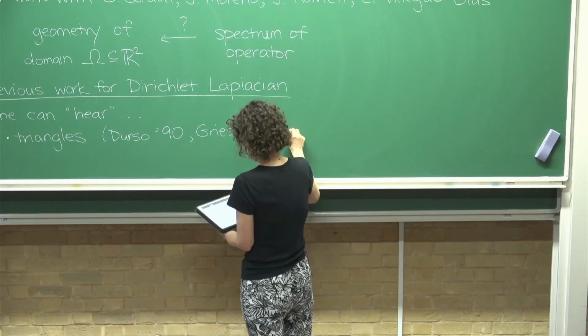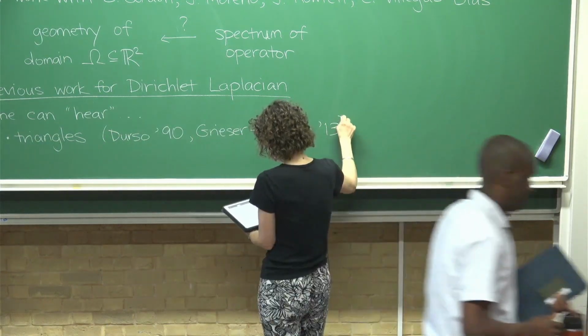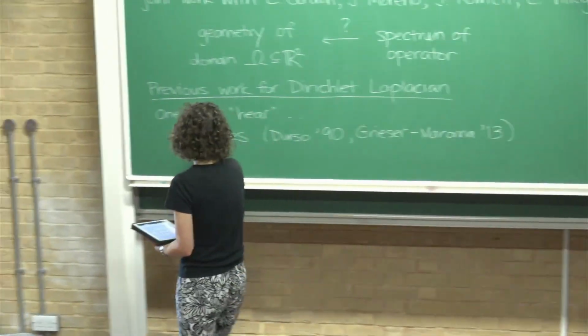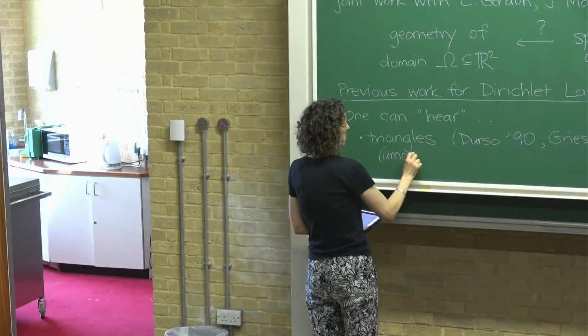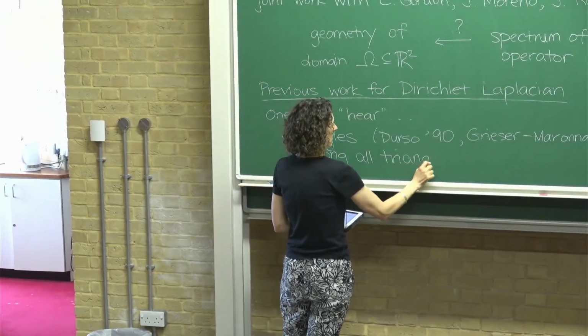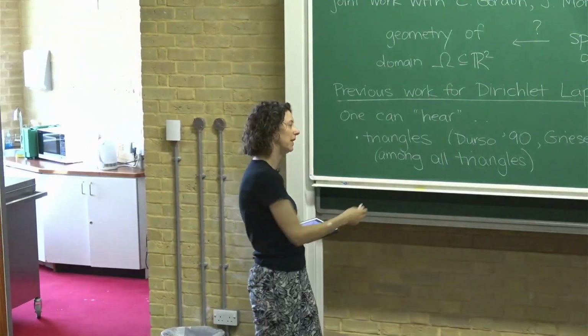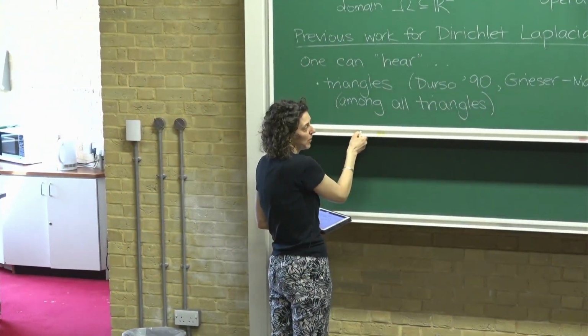And then in 2013, using a heat approach, by Grieser and Verona. So yes, this is a triangle among all triangles. If we're looking at the collection of triangles, we can tell the triangles apart.